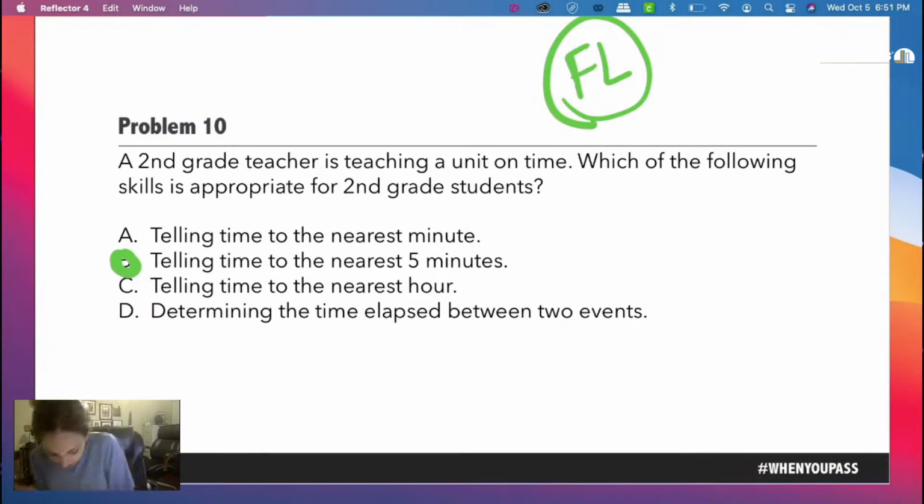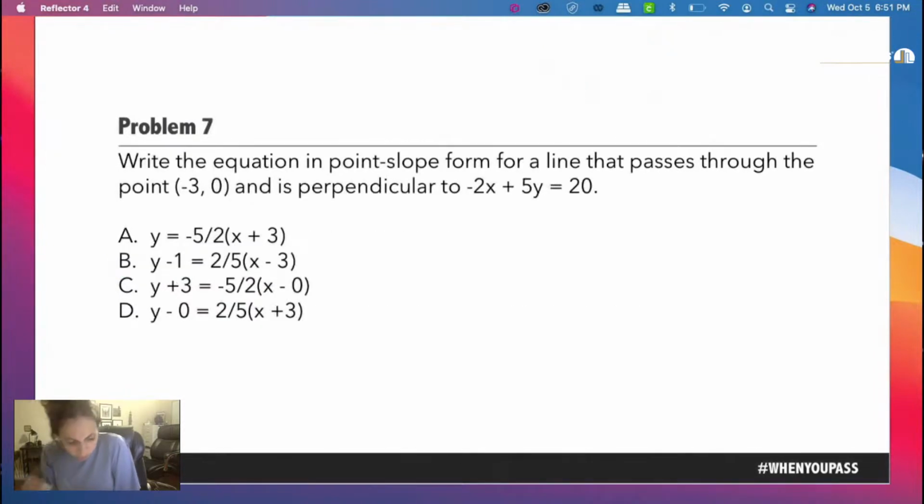All right, we have time for one or two more. So let's go with this problem. Write the equation in point-slope form for a line that passes through the point -3, 0 and is perpendicular to -2x plus 5y equals 20.